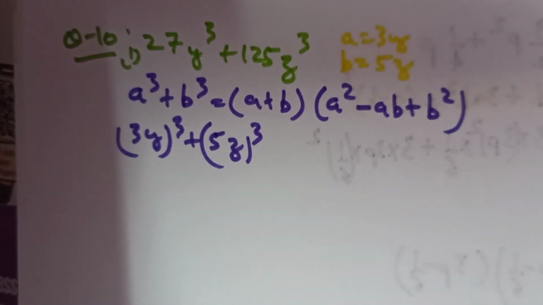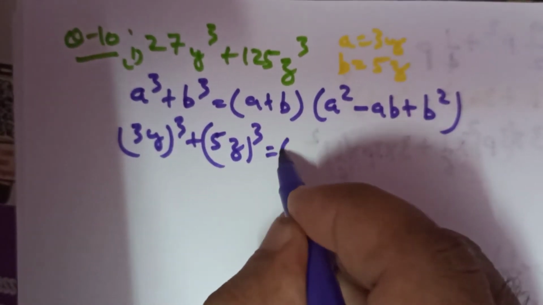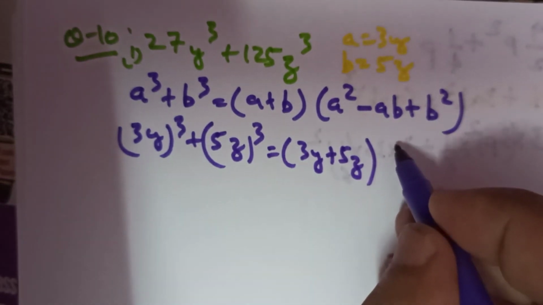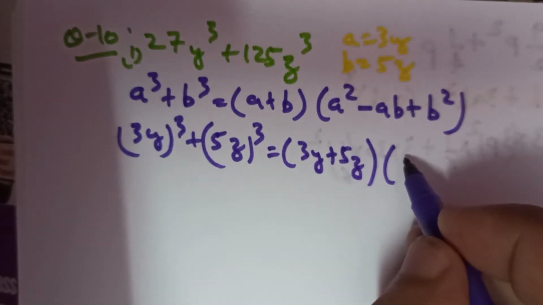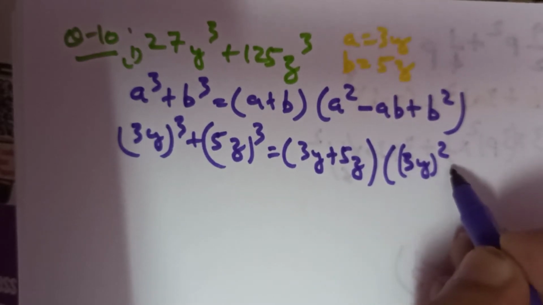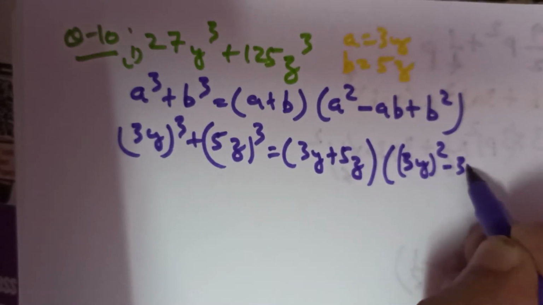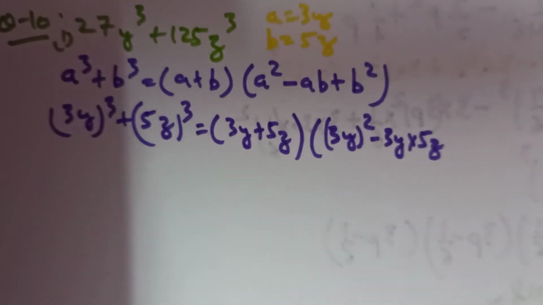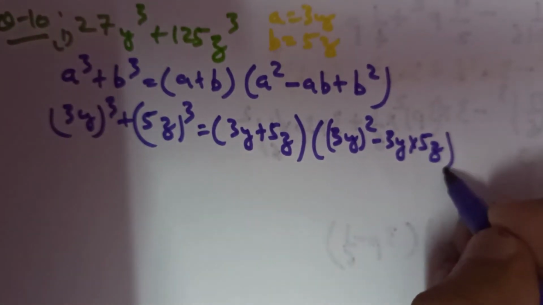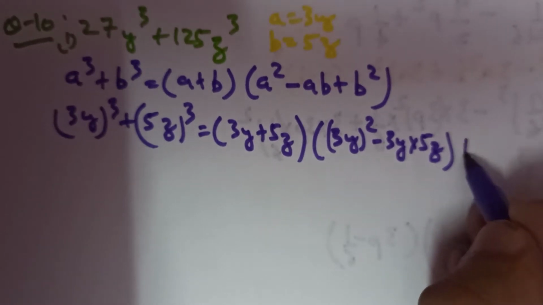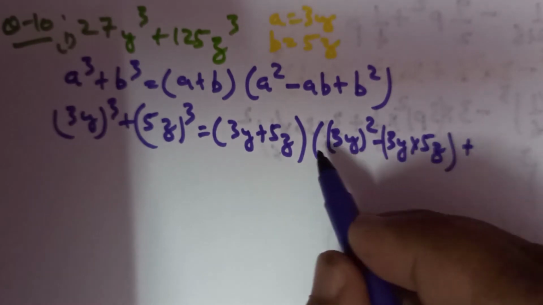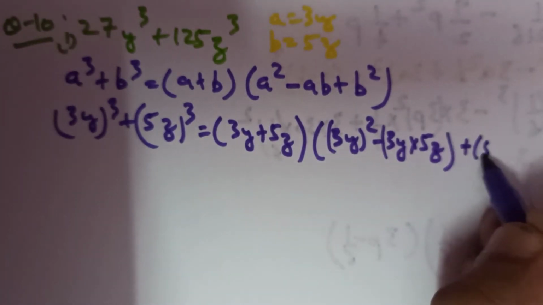So we will apply the identity here, a plus b means 3y plus 5z, and a square will be 3y whole square, minus ab, that is 3y into 5z, and plus b square will be plus 5z square.